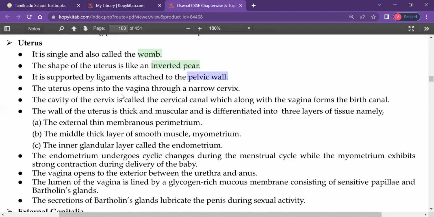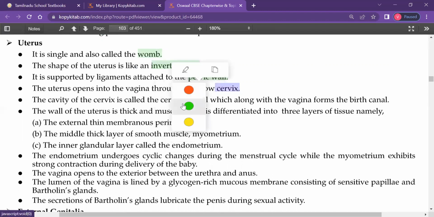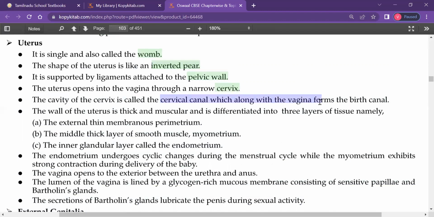The uterus opens into the vagina through a narrow cervix. The cavity of the cervix is called the cervical canal, which along with the vagina forms the birth canal. Birth canal, all right? The wall of the uterus is thick and muscular and is differentiated into 3 layers.